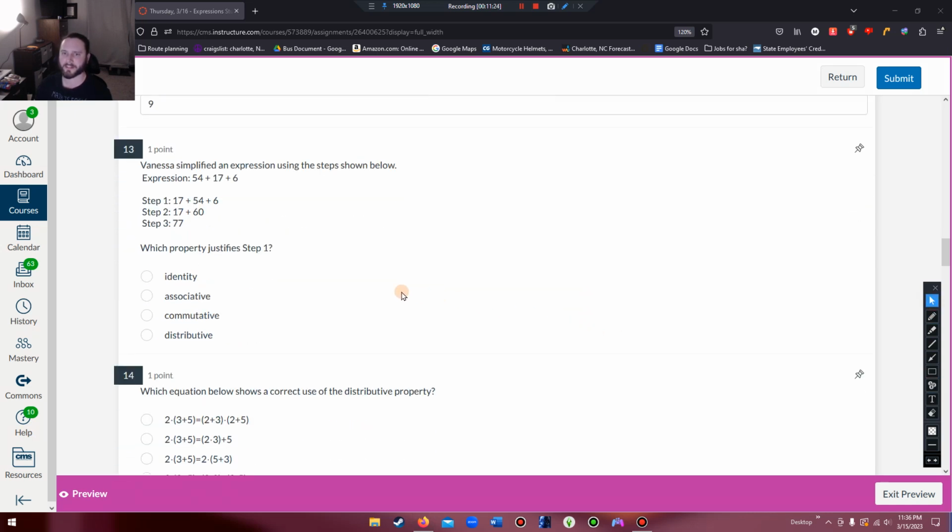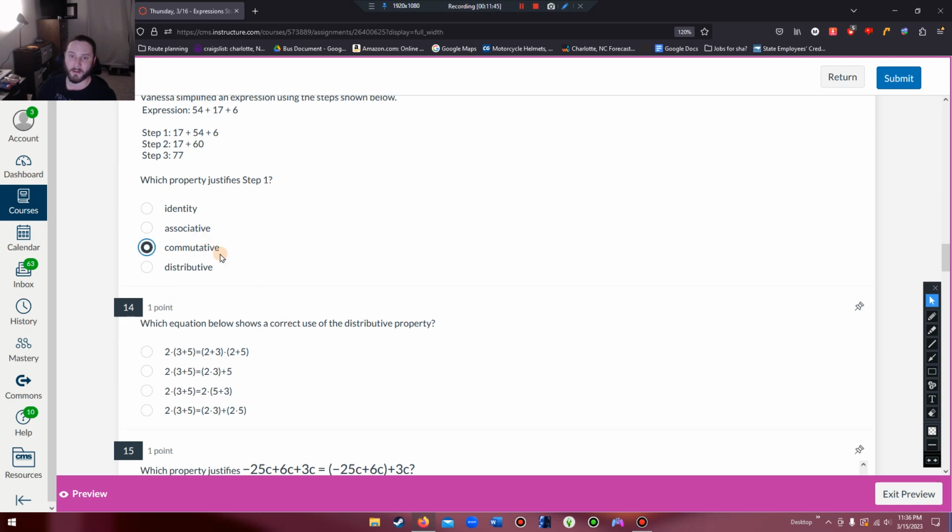For number 13, it says Vanessa simplified the expression using the steps below. We started with 54 plus 17 plus 6. Step 1, she changed it to 17 plus 54 plus 6. What property justifies that change? What did she do? She moved the numbers. That is the commutative property.